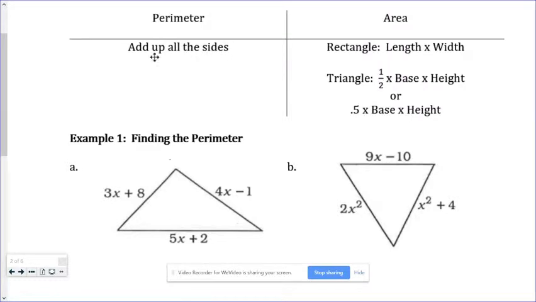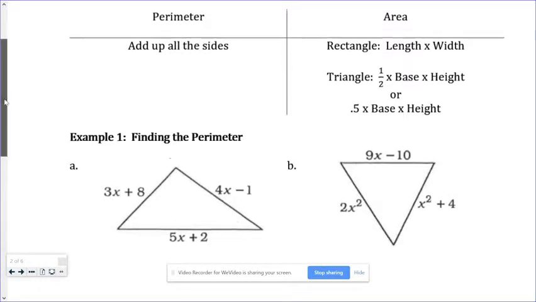Perimeter, I'm adding up all the sides. So whatever shape that is, you just add around the outside like you were outlining the shape. The area, that's this inside part, if I were to color the whole thing in. So rectangle is just length times width. Triangle, though, this is the new one, a little bit more tricky because it's 1/2 base times height. You can write your 1/2 as a fraction or as a decimal.